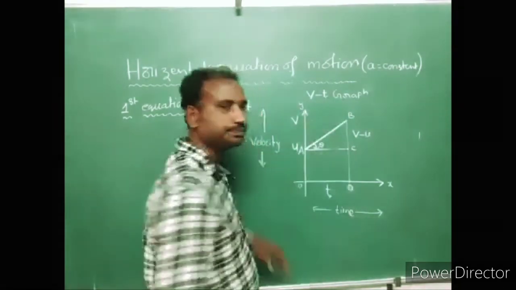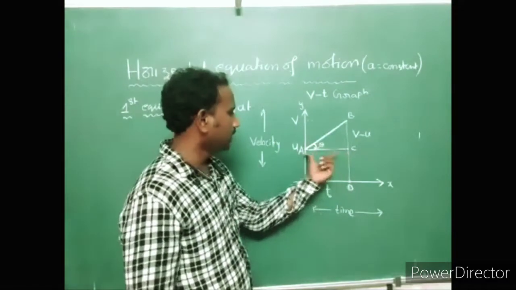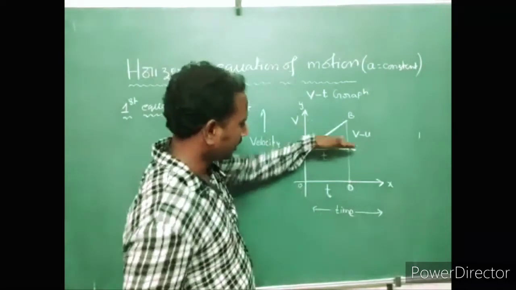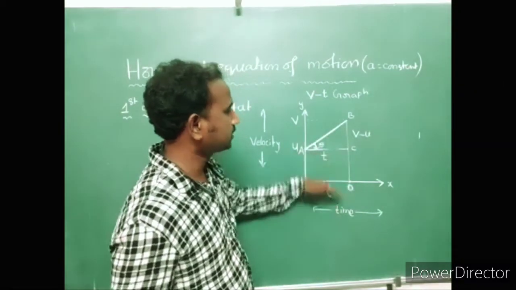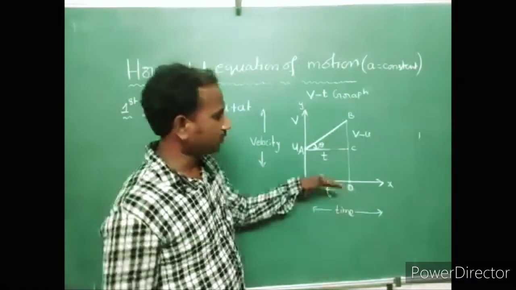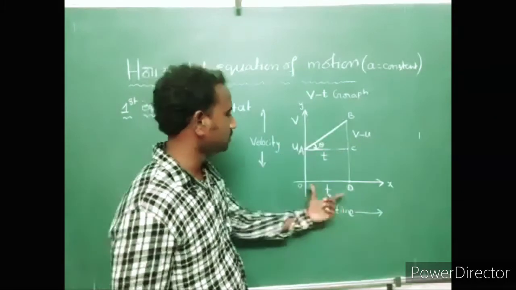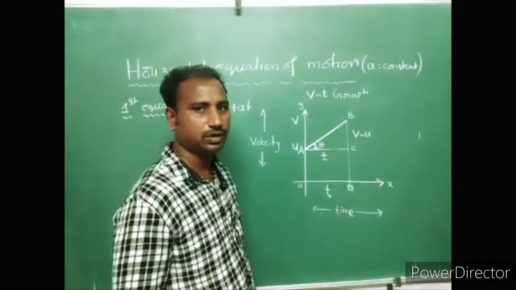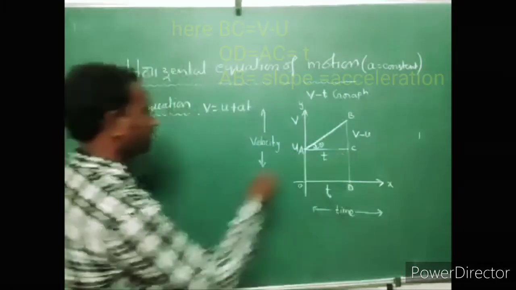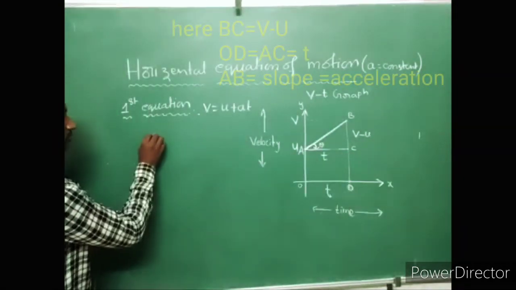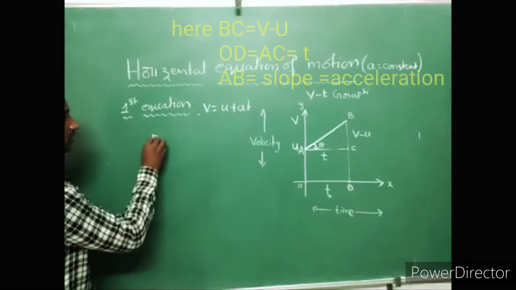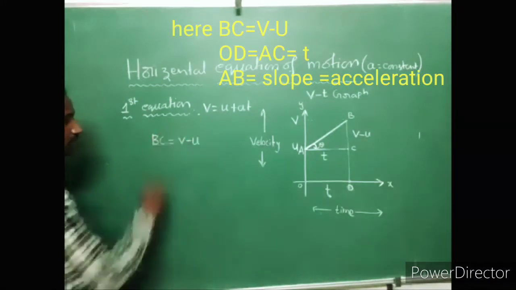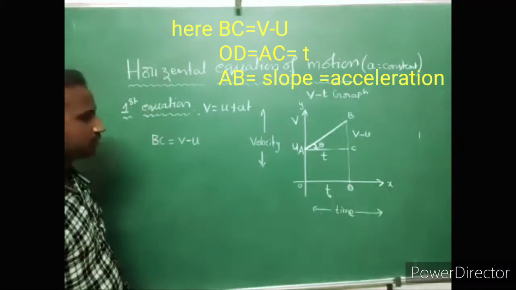V minus U. Okay, here AC value equal to how much? Small t. It is one rectangle. Opposite sides are same, which means we have to consider OD equal to AC. So first we can identify BC value: BC equal to V minus U.